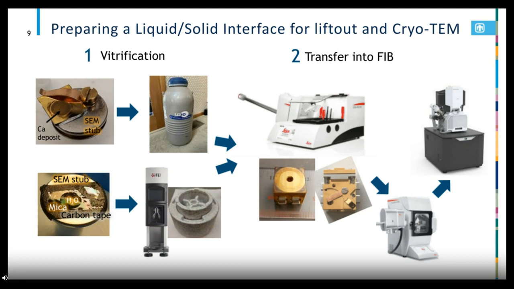Then the samples are transferred into our Leica cryogenic suite, and that involves our load station, which is underneath the title there. And that load station has a shuttle attached on the left side, and we use that shuttle to move the sample between the load station, our sputter coating station, which is on the bottom right, and then our FIB-SEM, which is on the top right there.